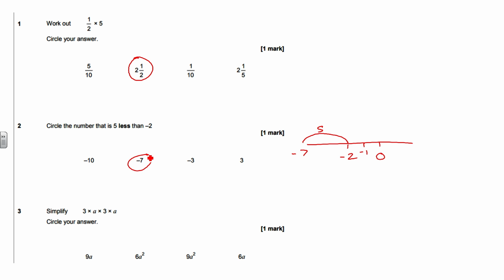Simplify 3 times A times 3 times A, circle your answer. So when we do problems like this, we kind of rejig the order, so we get the numbers first and the letters after. 3 times 3 is 9, A times A is A squared.